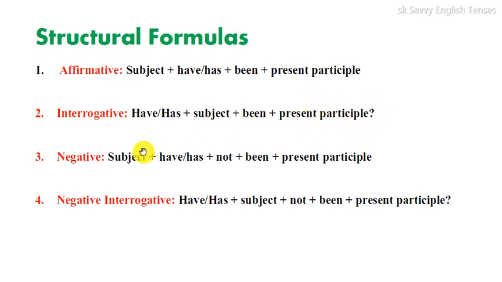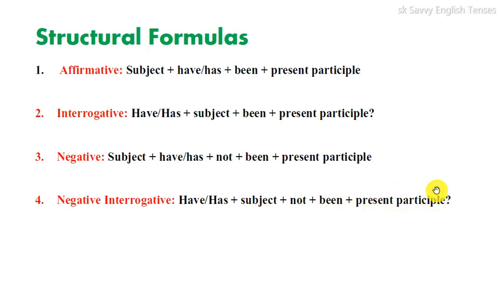Okay, number third is the negative sentence, and the formula is subject plus have or has plus not plus been plus present participle. Okay, number fourth is the negative question or the negative interrogative sentence, and the formula is have or has plus subject plus not plus been plus present participle and the sign of interrogation.